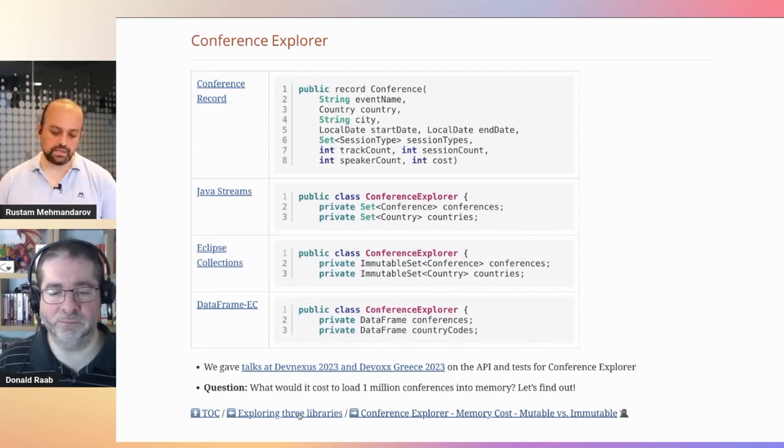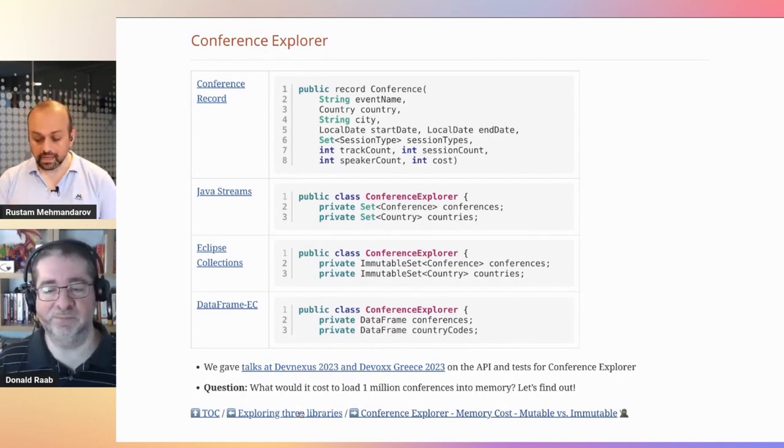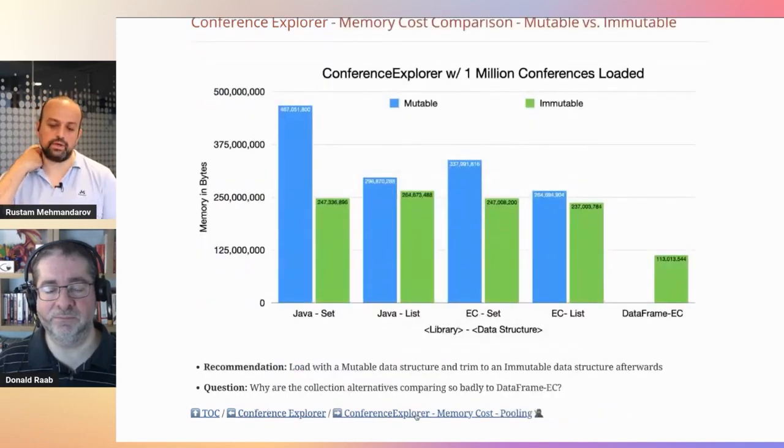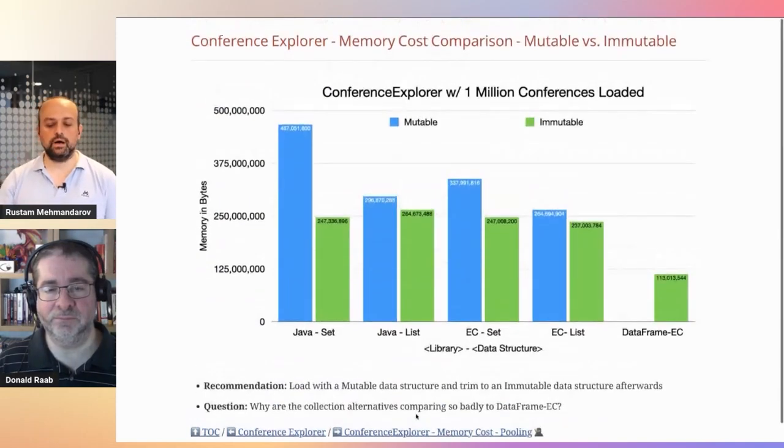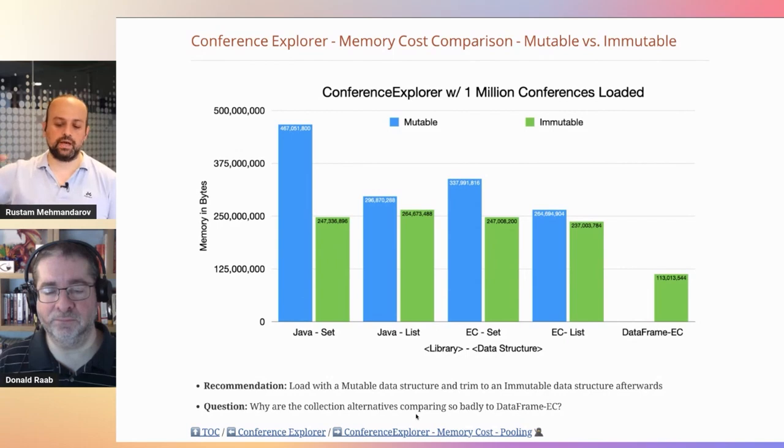So the question here is, what would it cost to load 1 million conferences into data structures like this? Let's find out. First thing we would like to see is how it behaves by type of library and type of data structure. So a type of library like Java, Eclipse Collections, or DataFrame, and for each of them, we'll try to see mutable and immutable data structures.